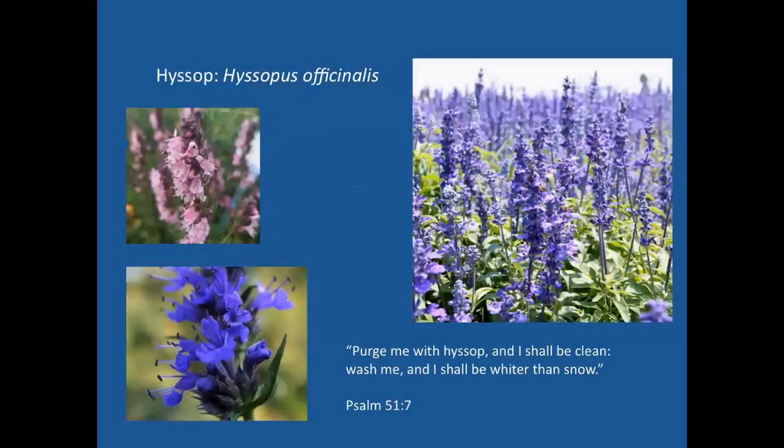Today we're going to be looking at hyssop, Hyssopus officinalis. So this is the hyssop plant. It's a very beautiful plant. It can be grown in large quantities or in flower beds. And it can have different blossom types or colors associated with it.